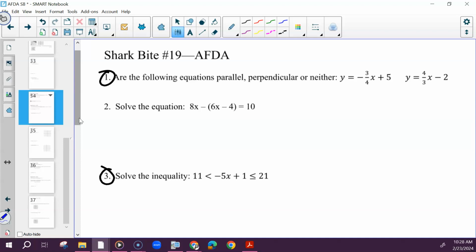Number 1, are the following equations parallel, perpendicular, or neither? If I'm looking at the slopes, I see that these are flipped. One is negative, one is positive, so that is perpendicular. Questions on that one?